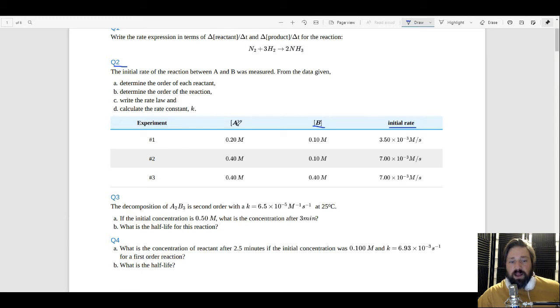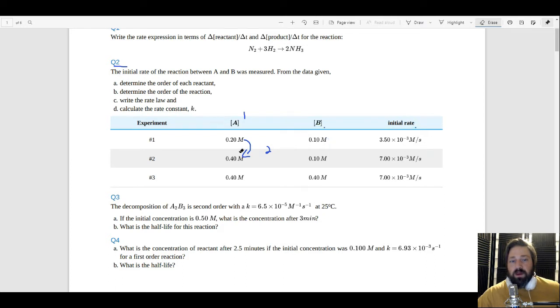So if I'm trying to figure out the order of A, I need to look through and figure out where B is staying the same and A changing. So 1 and 2 is a good example of that. B is staying the same and A is changing. How is A changing? Well, going from here to here, I'm multiplying it by 2. What happens to the rate? Going here to here, I'm multiplying it by 2. And the order of the reaction is what is the exponent here to get to this number. And if it's times 2 and times 2, that exponent's going to be 1. This is a first order reaction.